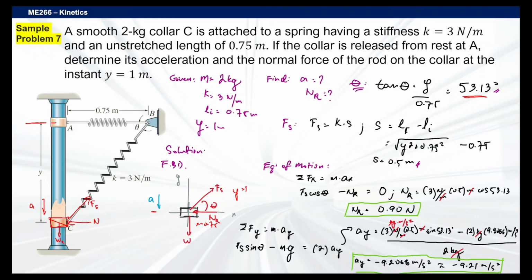Okay, so let's just erase all the ink again. Okay, your y here is 1 meter, positive.